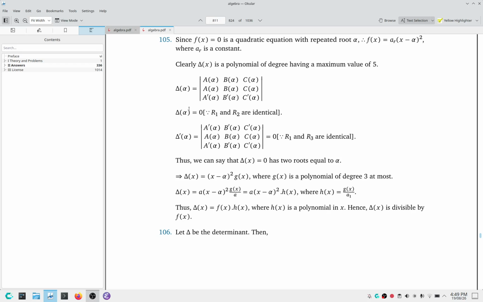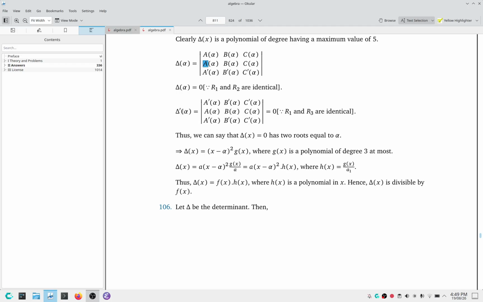Now delta alpha is obviously 0 because the first and second rows are identical. Now we do delta prime alpha.